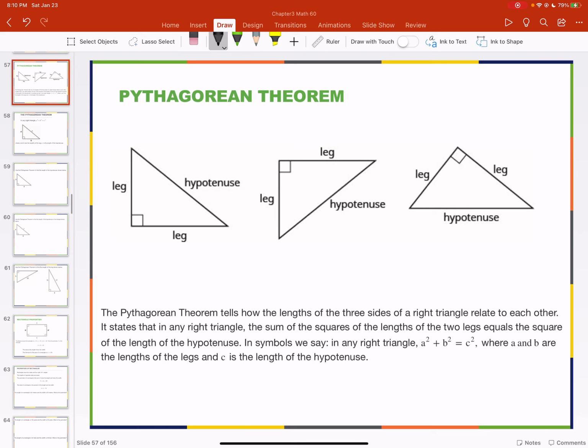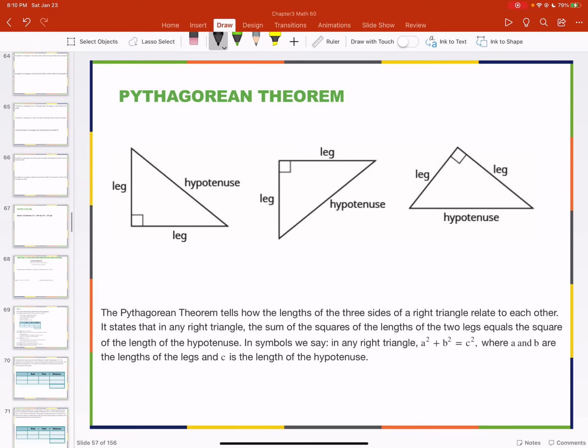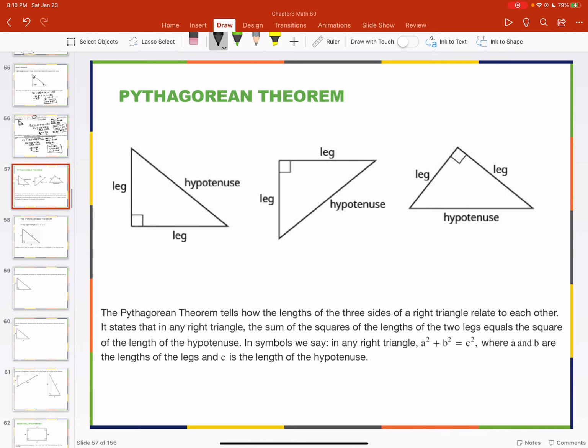Okay, so now we're going to talk about the Pythagorean theorem. First we need to understand that there are three parts of a right triangle. This deals with right triangles only, okay? This should say triangles. So the right triangle, wherever the right angle is, it has these sides that are the legs. The side that's opposite of the right angle is called the hypotenuse, and that's the longest side.